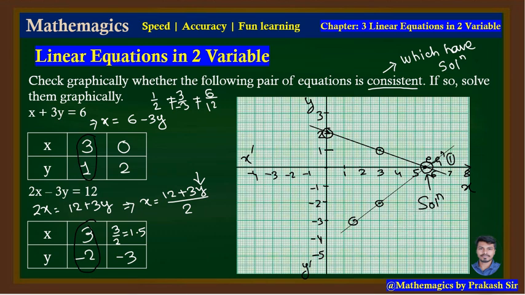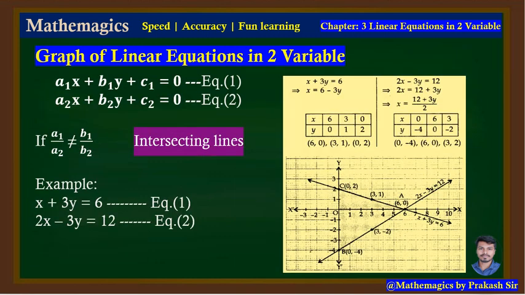As we have a pair of linear equations in two variables, there will be different kinds of situations which arise. The first situation is like this: the graph of the linear equations in two variables. When in both the equations you observe a1 by a2 is not equal to b1 by b2, then it is called intersecting lines. And obviously, with the help of this graph, we have already represented it. The first equation is x plus 3y is equal to 6 and 2x minus 3y is equal to 12.